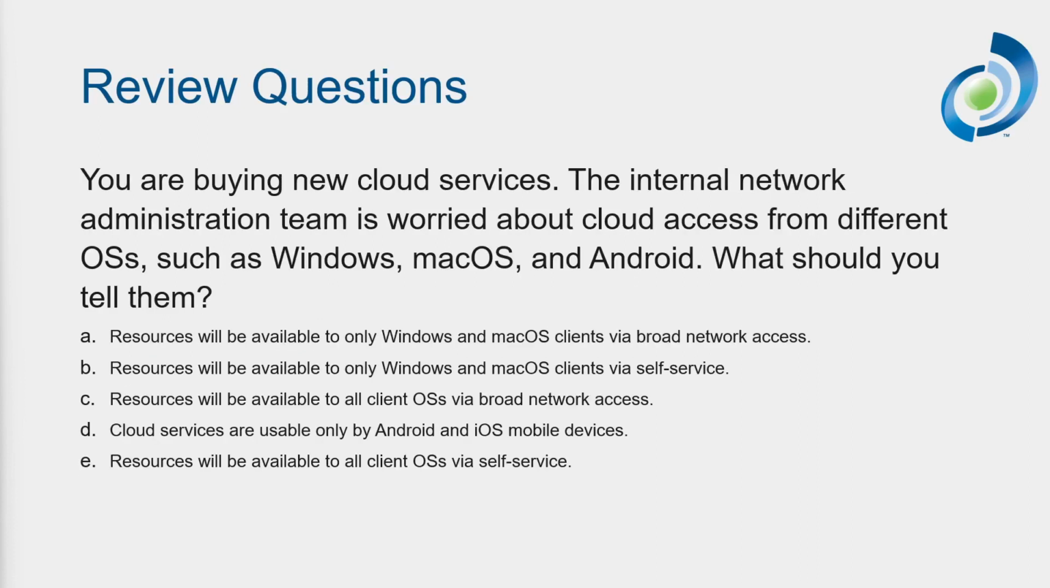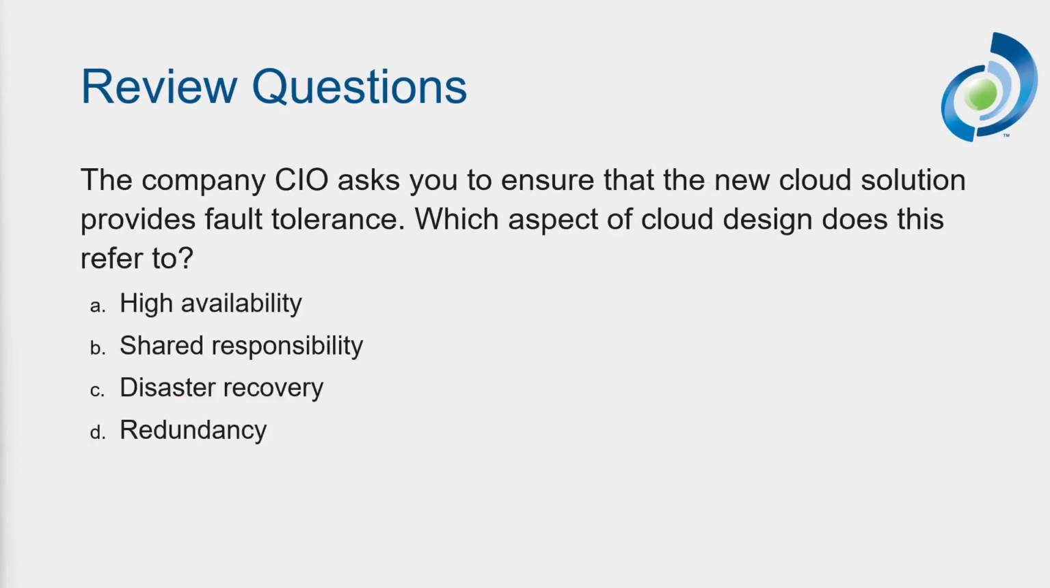You are buying a new cloud service. The internal network administration team is worried about cloud access for different OSs, such as Windows, Mac OS, and Android. What should you tell them? In this case, our answer is C. Resources will be available to all clients' operating systems via broad network access.